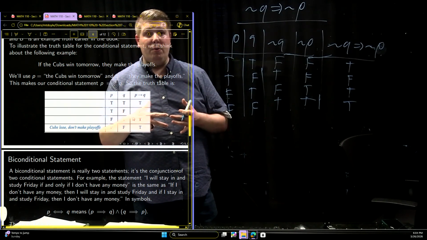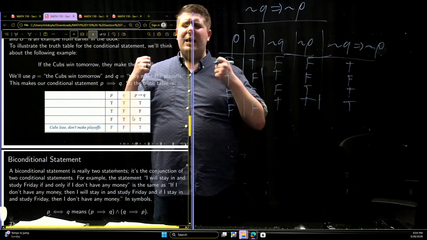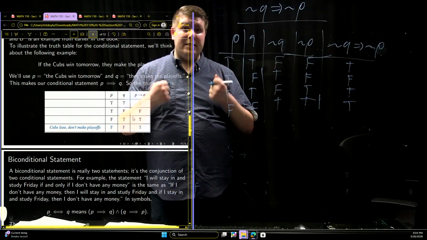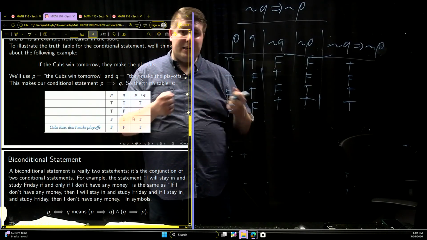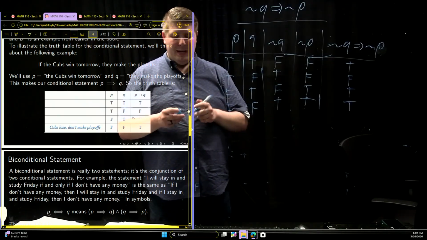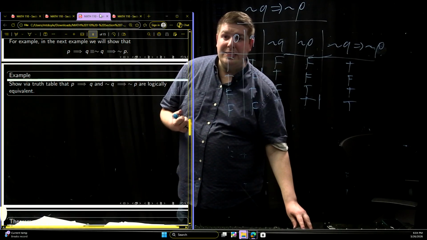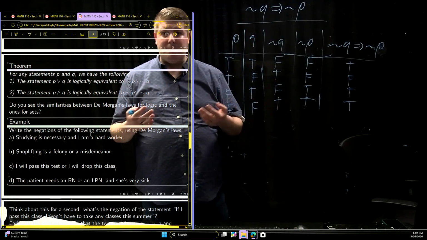So not Q implies not P, right? Let's think of the statement: if I finish my homework, then we will hang out. That is the same logically as saying, if we do not hang out, then I did not finish my homework. All right? They're the same statements logically. So you could say things many different ways, and they mean the same thing.